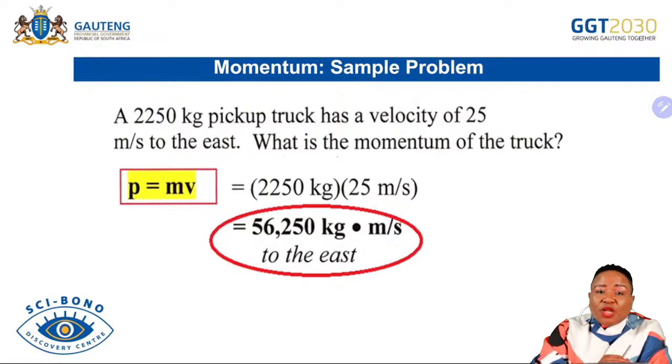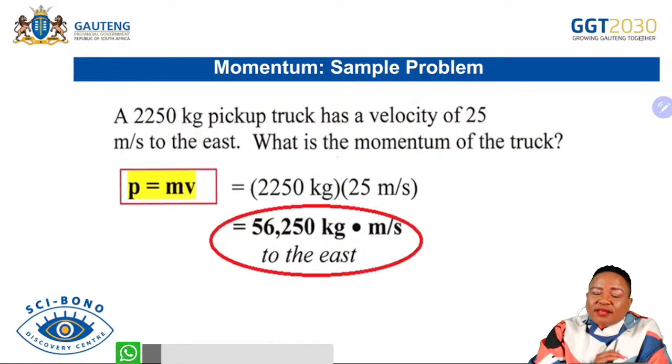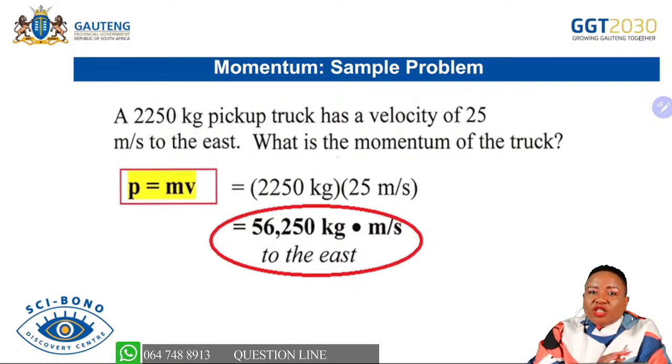So this is not something new, because we are using the same annual teaching plan that your teachers are using. So let's look at this sample of a problem under momentum. A 2,250 kilogram pickup truck has a velocity of 25 meters per second to the east.